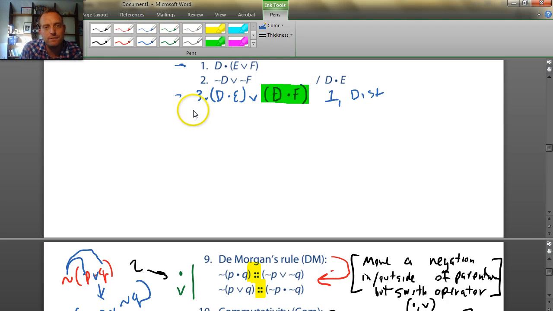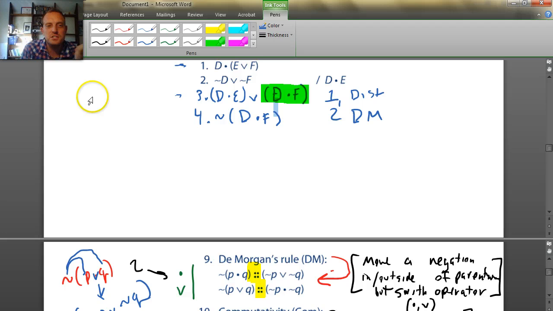So line 4 is going to look like this. Okay, line 4 looks like this. I have not D and F. That's line 2, DeMorgan's, right?